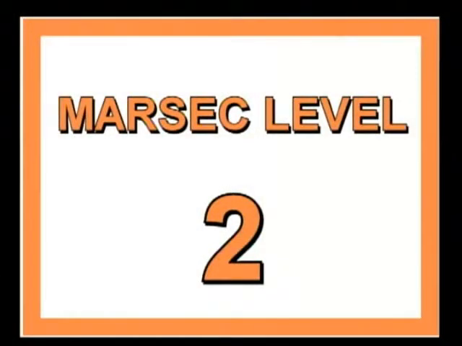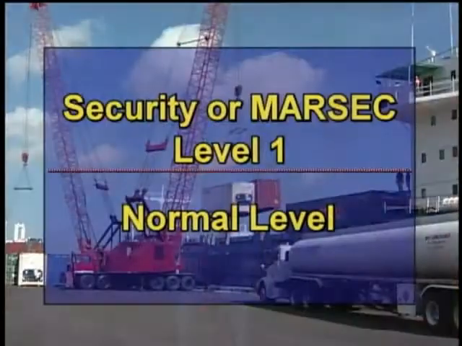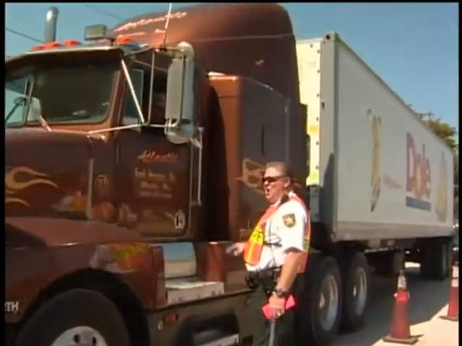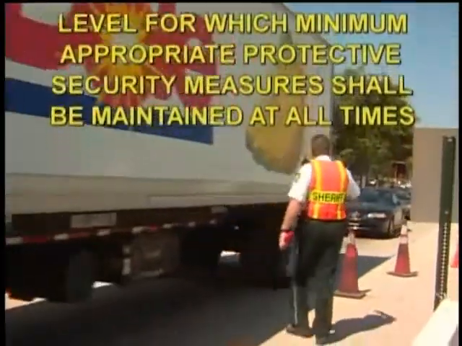Security level or MARSEC level 2. And then there's security level or MARSEC level 3, which is the highest security level. Let's talk about each individually. Security level or MARSEC level 1 is a normal level of security. Part A of the ISPS code describes this as the level for which minimum appropriate protective security measures shall be maintained at all times. Part B of the ISPS code goes on to say that this is the level at which ships and port facilities normally operate under. Not much of a difference, really.